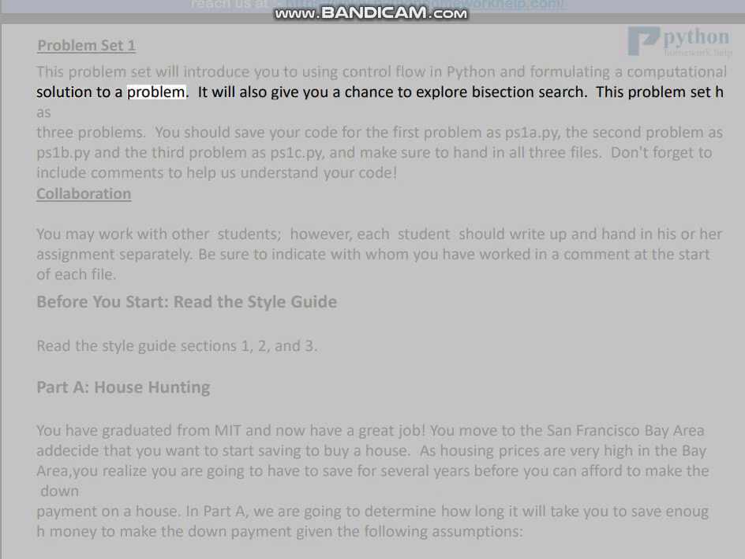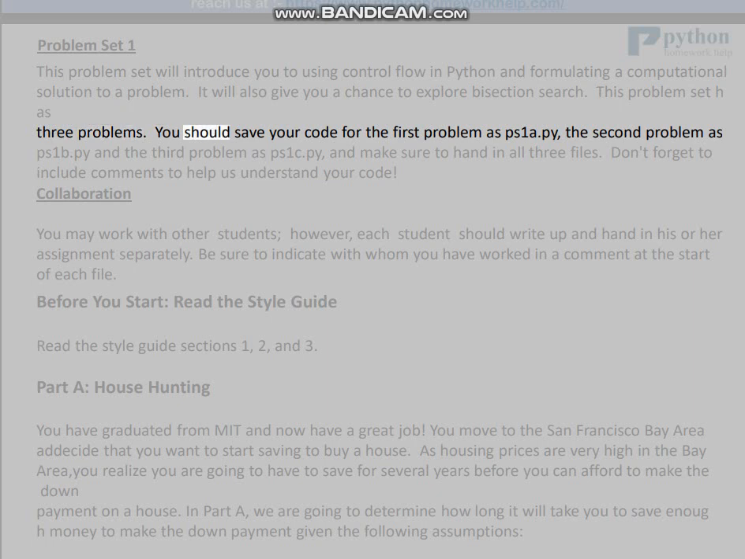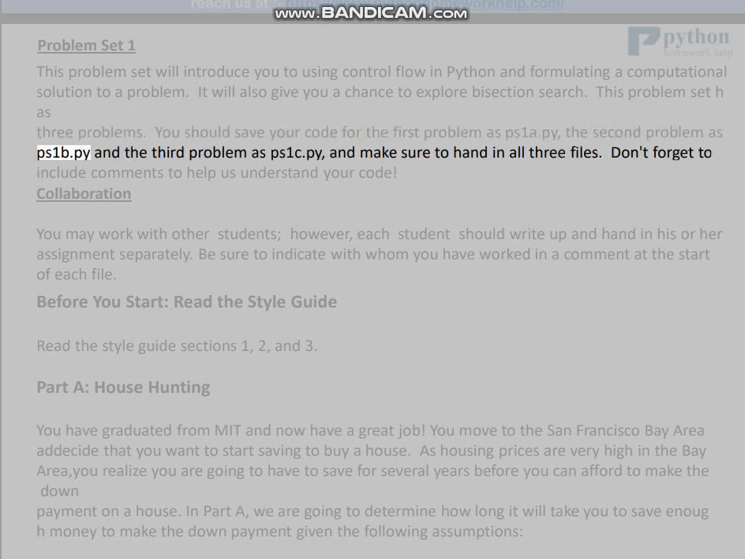Problem Set 1. This problem set will introduce you to using control flow in Python and formulating a computational solution to a problem. It will also give you a chance to explore bisection search. This problem set has 3 problems. You should save your code for the first problem as ps1a.py, the second problem as ps1b.py, and the third problem as ps1c.py, and make sure to hand in all 3 files. Don't forget to include comments to help us understand your code.